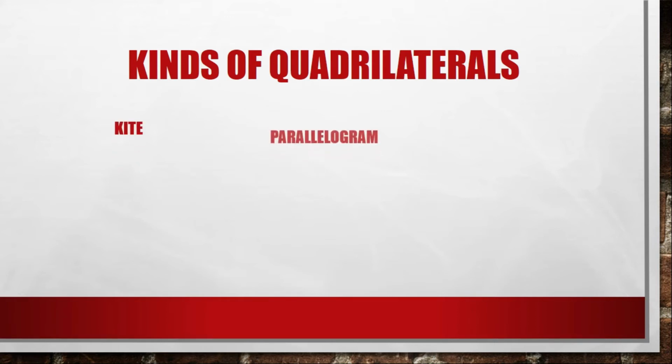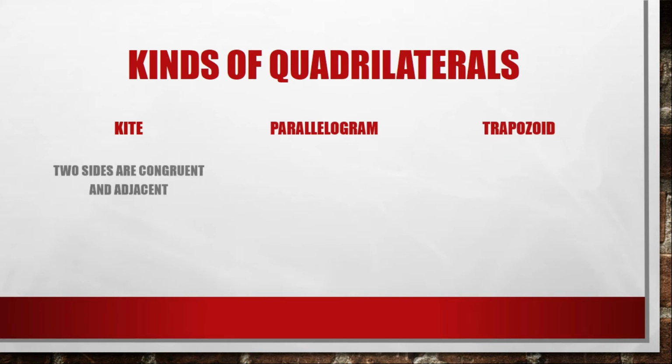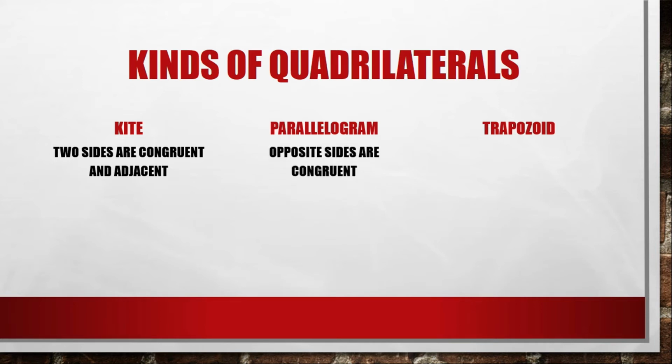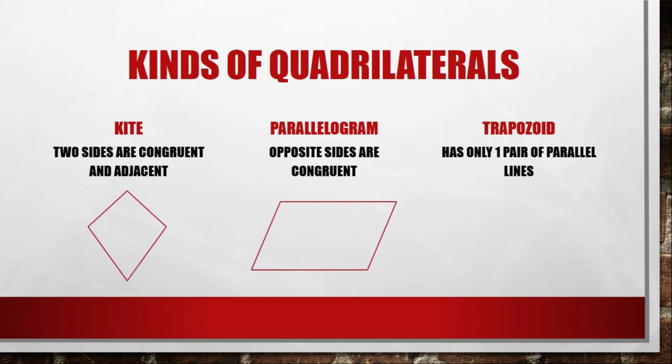We have kite, parallelogram, and trapezoid. When we say kite, two sides are congruent and adjacent. Parallelogram meaning opposite sides are congruent. And when we say trapezoid, it has only one pair of parallel lines. So these are their illustrations. Yung kite, adjacent sides are congruent. For example, this and this are congruent and this part. While the parallelogram, opposite sides, ito ay congruent at ito rin. Wait, I will mark this.